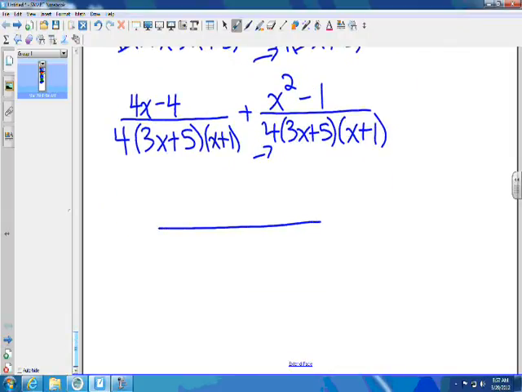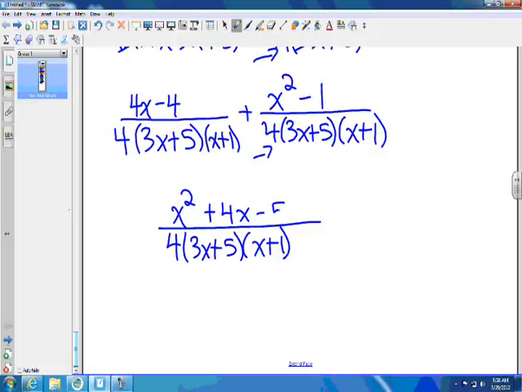So we're going to have one big fraction. Which one of these terms would you want to start with? x squared. It's positive. It's the only one, so that goes out front. What next? Plus 4x. It's positive. And then we have negative 4 plus negative 1, minus 5.